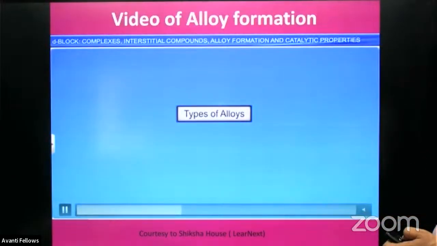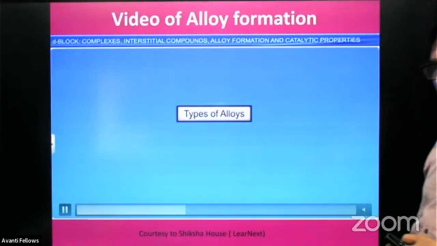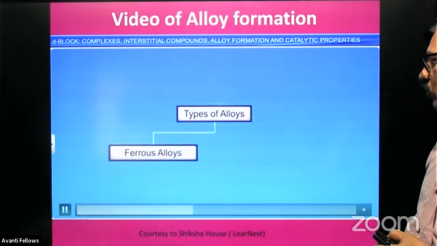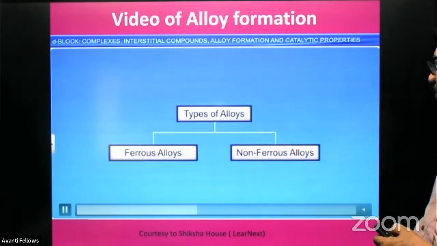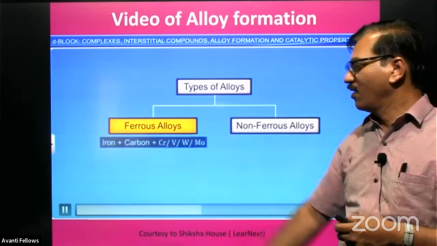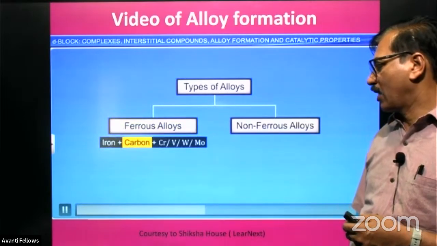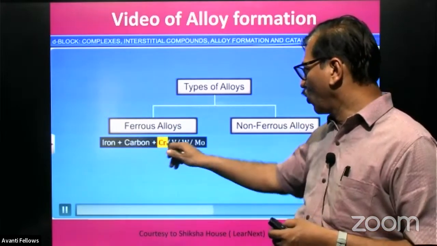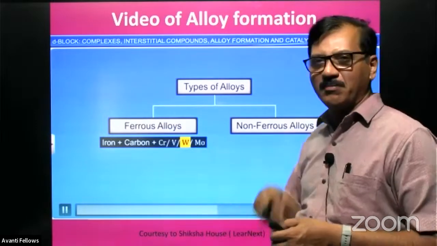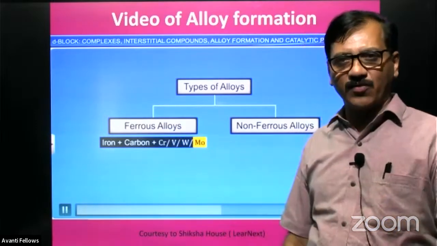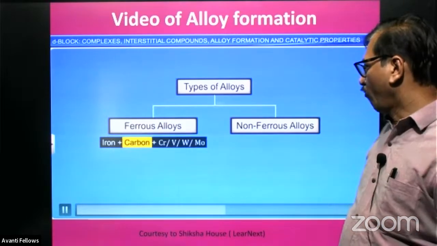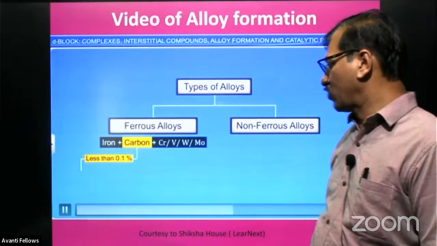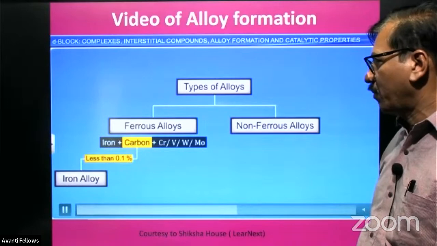Let us look into the different types of alloys. Mainly ferrous alloys and non-ferrous alloys, because a large number of iron compounds are known. Iron with only carbon is called steel. And with chromium, vanadium, tungsten, molybdenum, nickel, stainless steel is an alloy, a ferroalloy. Okay, carbon is less than 0.1%, then it is called iron alloy.